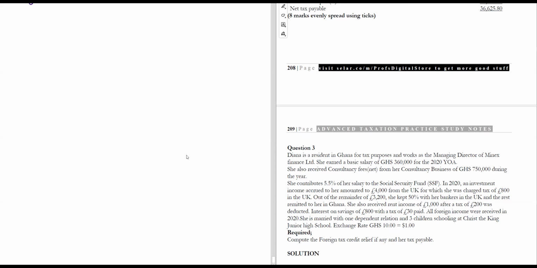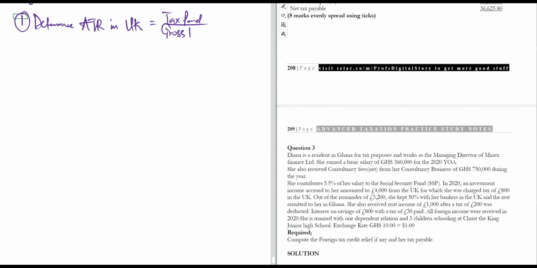The steps are always the same. What's the first step? Always determine the average tax rate in the foreign country, or the average tax rate in Ghana. Compare the two and get your tax liability. As simple as ABCD. So what's the first step? Determine the average tax rate, ATR. Average tax rate in the foreign country, the UK, which is the tax paid over the gross foreign income, times 100, okay?